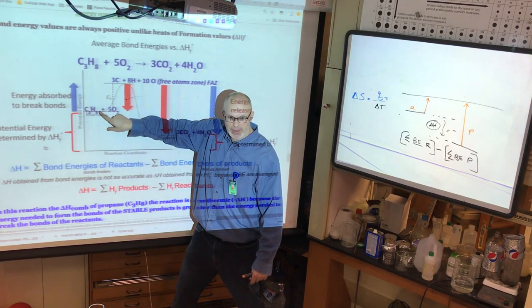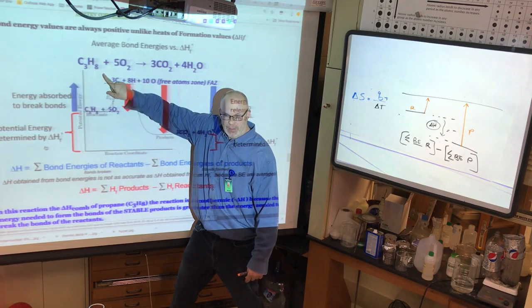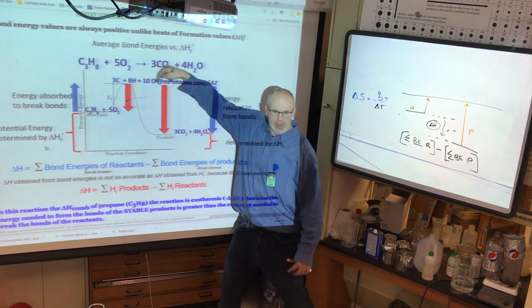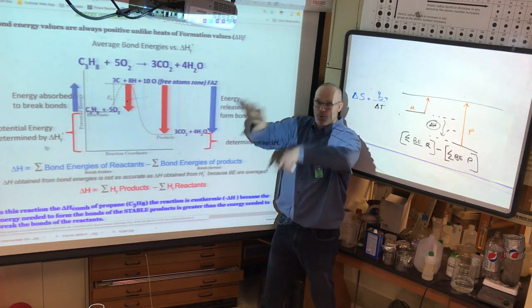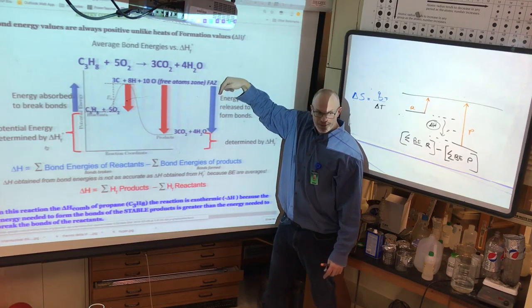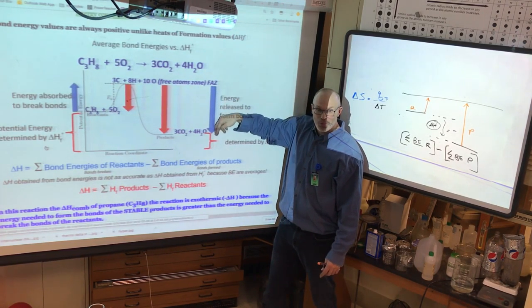So we take the bond enthalpies of the reactants, and they're going to stay positive. After we break them, they're in this zone, aren't they? And now they're going to reform into new compounds. Notice my arrow is down? That's the energy released to form new bonds.